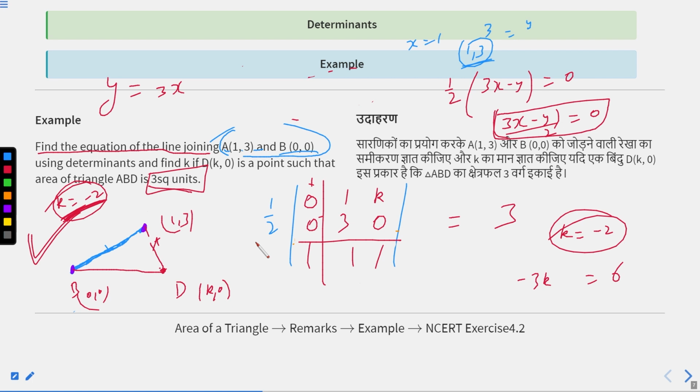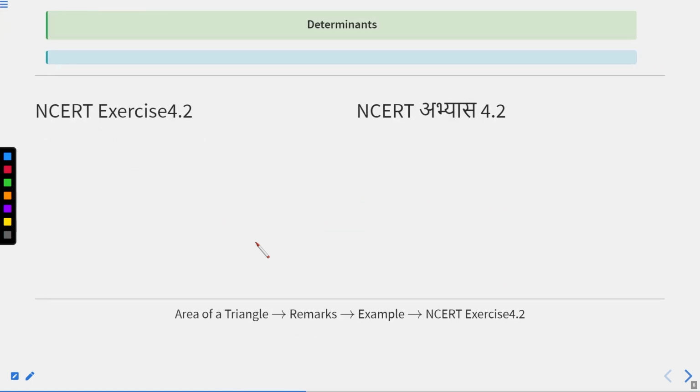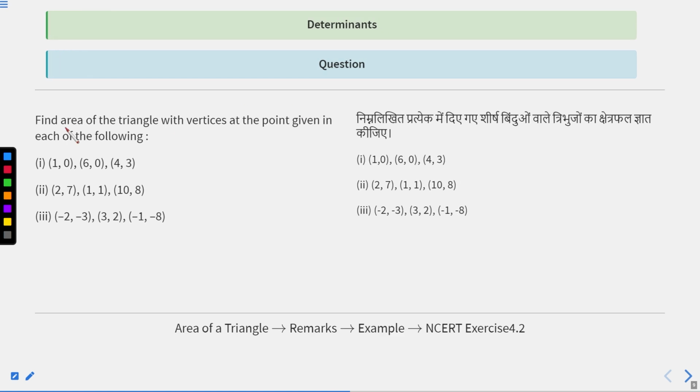Now let us move to the next problem or exercise. Here we start our exercise 4.2. In the first question, we have to find the area of the triangle with vertices at the given points. Okay, so let us solve. In this case, it will be half of 1 6 4 0 0 3. So x1 x2 x3, y1 y2 y3 and 1 1 1.